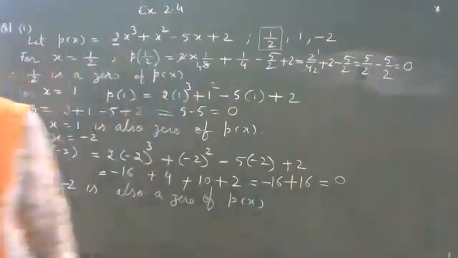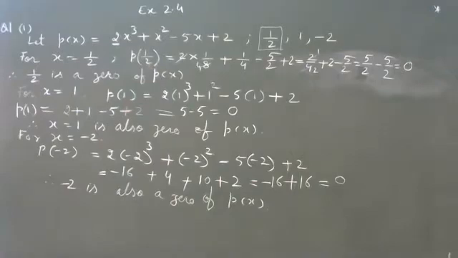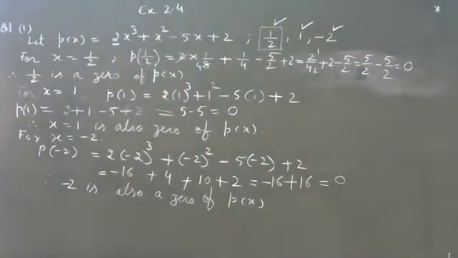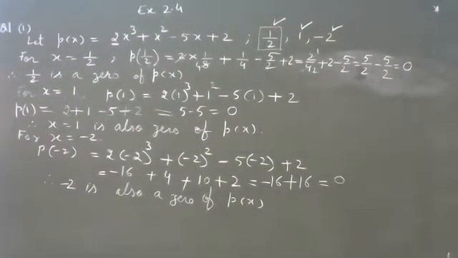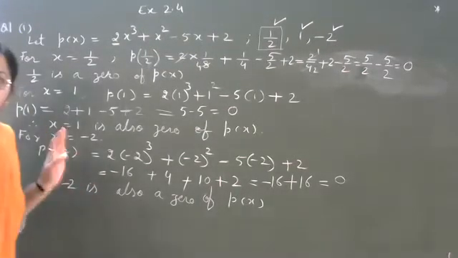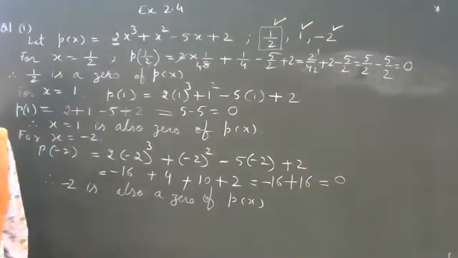अगर ये तीनों zeros हैं, it means we can take alpha is equal to 1/2, beta is equal to 1 and gamma is equal to -2 as zeros of p(x). ठीक है? So half question is done. We have verified that these are the zeros of p(x).